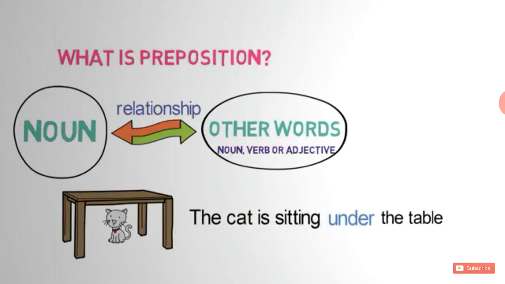And one more thing: if you erase the word under, the cat is sitting, so here we cannot see the under. Does it make any sense? The cat is sitting the table? No, right? We cannot see any relationship between the table and the cat sitting. If you add the word under here, obviously it makes sense. The cat is sitting under the table, the relationship between the table and the sitting of the cat. Okay.